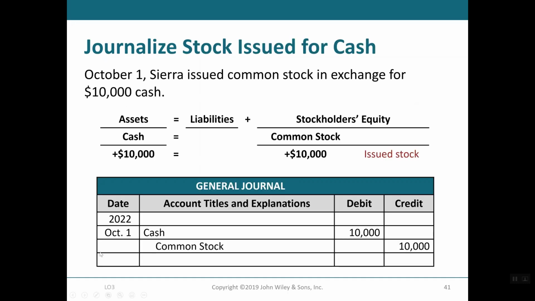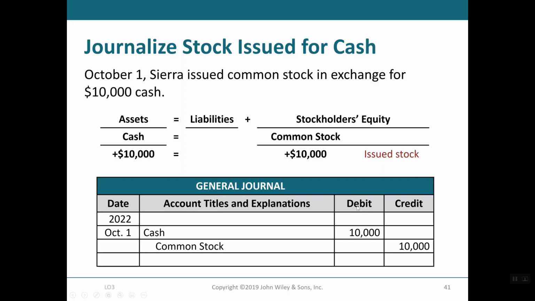The first one. All right, so October 1, Sierra issued common stock in exchange for cash. What accounts are affected? We have the cash account, which is an asset, and we have the common stock, 10,000. All right, we've learned how to analyze. Now we want to put it in the journal. This is what a journal looks like. We have the title, the general journal. We have the date, account titles and explanation. You have the debit, and then you have the credit.